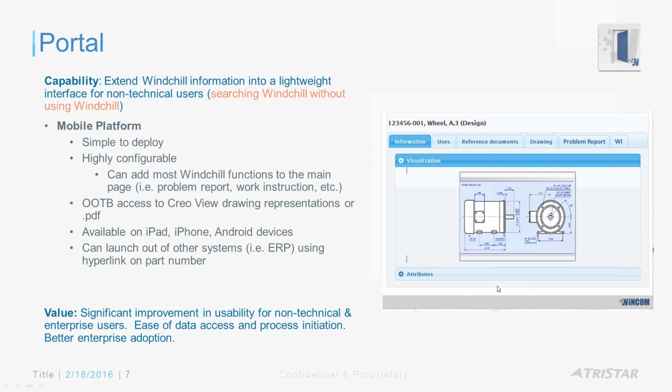Now this portal can also be launched from other systems. It can be launched from an example ERP system, where in the ERP system you can have a hyperlink that links back to a file within Windchill, let's say a drawing, but this portal can sit in between that to make sure you're always getting the latest hyperlink between Windchill and other systems like the ERP system. So the value that this app could bring to the end user is, for those non-technical users or the rest of the enterprise users, a much simpler way of viewing information out of Windchill.